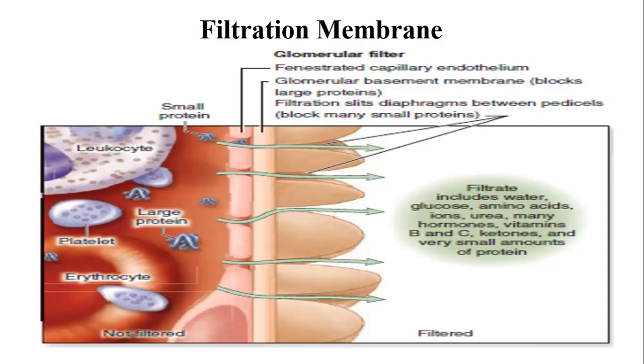Because of this type of filtration mechanism. Remember, there's a filtration mechanism on the blood capillary, there's the basement membrane, and there's another filtration mechanism on the other side of the Bowman's capsule. So it's very difficult for these proteins to be able to go through.